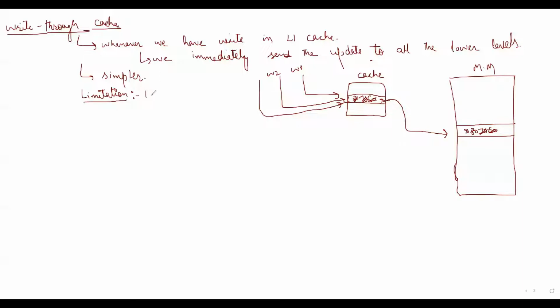The limitation is that it increases traffic. Now let me give an example here. See how many write requests there were. W1 was make it 70, W2 was make it 80, W3 was make it 90. And each time we did an update into the main memory as well, when our cache was a write through cache. Now I can decrease this traffic.